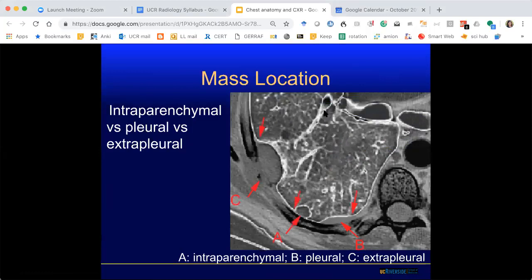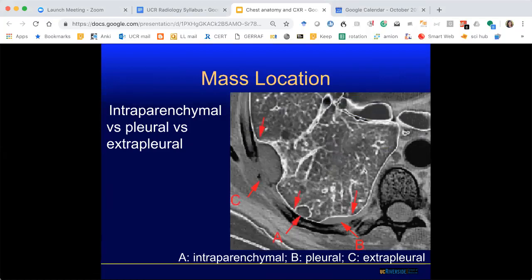For example, you want to know, is it in the airways? Is it in the lung parenchyma, the interstitium? Is it in the pleural space? Or is it extrapleural? And depending on where you think the lesion is, you're going to have potentially a completely different set of differential diagnoses. So looking at the morphology of the abnormality can help you localize the space that the abnormality is in.